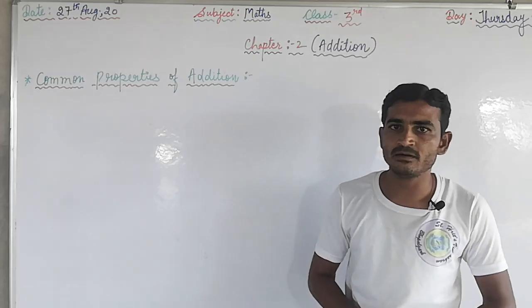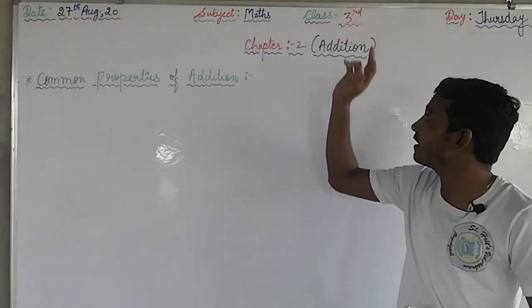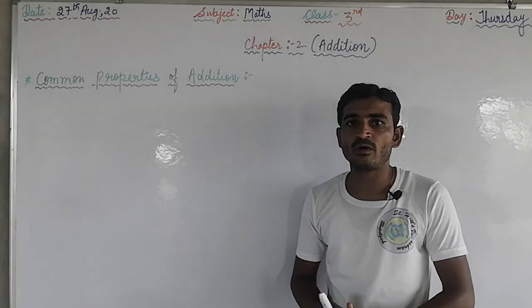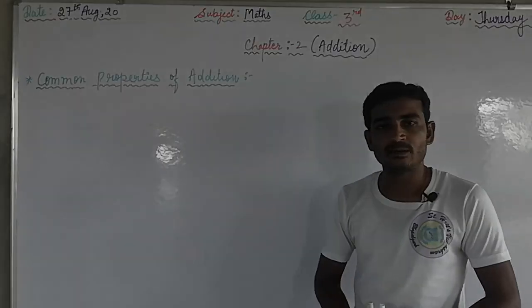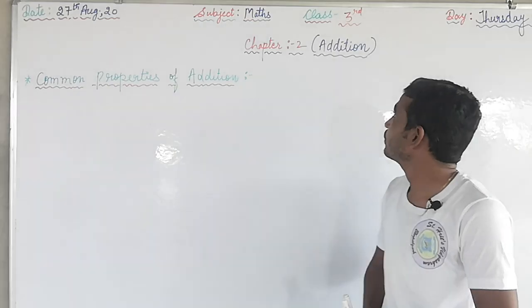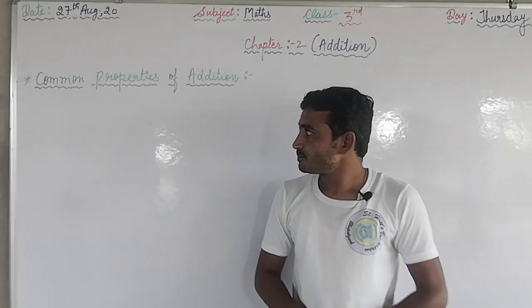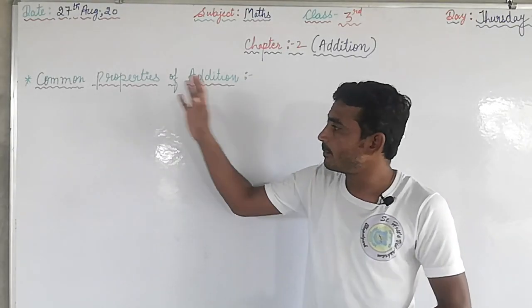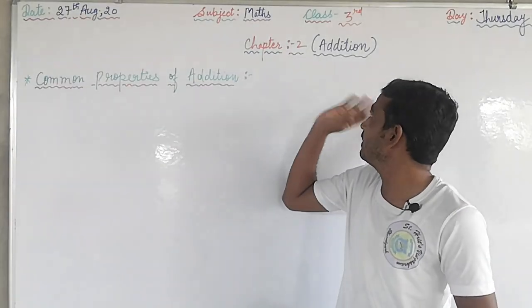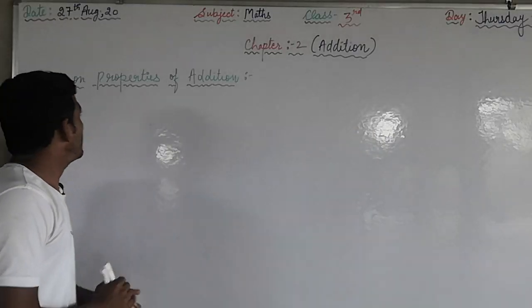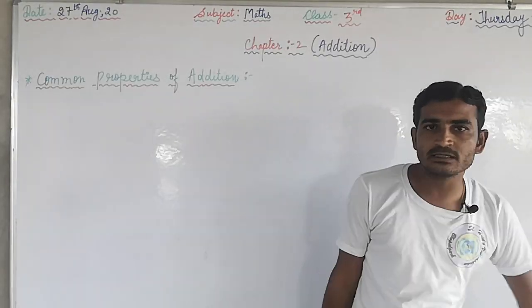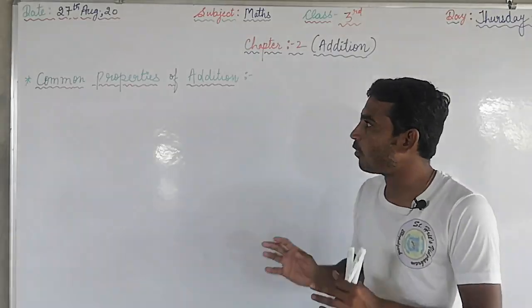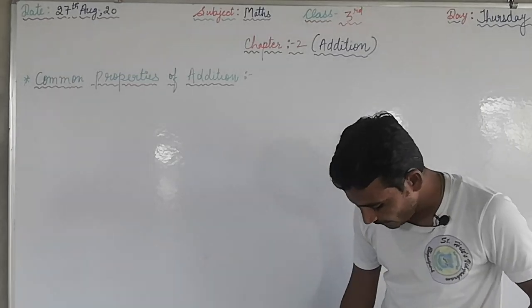Here I come with the topic for grade 3rd, and we are going to start the new chapter, that is chapter 2nd, and the chapter name is addition. Okay, now we start the basic concept related to addition. Here are the common properties of addition. In this lecture we are going to discuss the basic and common properties of addition.